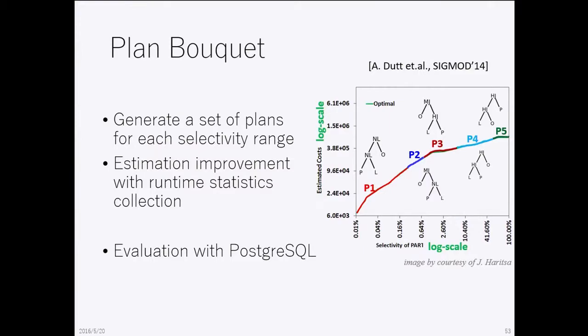Another approach of runtime plan switching is plan bucket. So in this method, at the query optimization time, a set of optimal plan candidates is generated for each selectivity range. For example, for this selectivity range, P1 is the best, and for this range, P2 is the best. Initially, the optimal plan with the initial selectivity estimation is used for execution, and runtime statistics are collected to improve the selectivity estimation. And when the initial selectivity estimation turns out to be wrong, the execution plan is switched to another plan during execution.